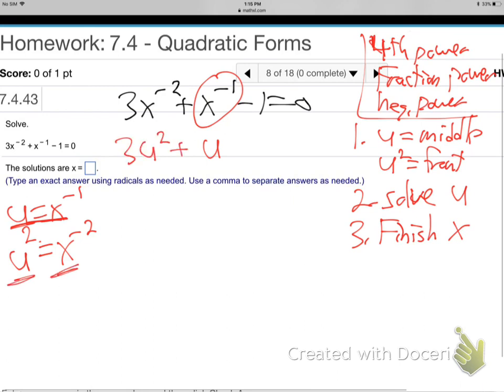That's why the front becomes u squared. Because the front power is twice as big as the middle power. When you're multiplying powers, you add the exponents, so it's negative 2, not regular 1. Good? We good there? So now we've changed to u. Basically, I'm changing x to the minus 1 to regular u and x to the minus 2 to u squared. Even though it's a negative power, it becomes a positive power of u.